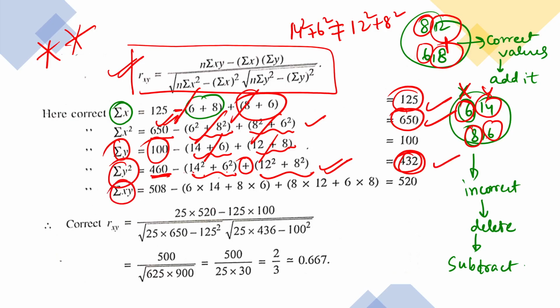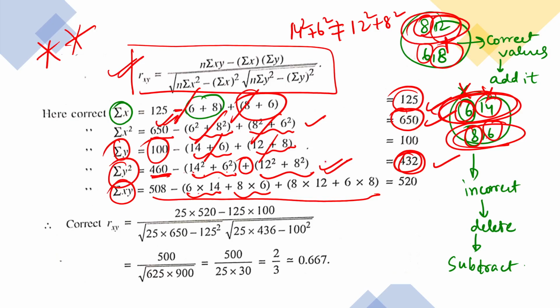Okay. Similarly, summation xy, I am not repeating, the same step you have to do, but here one thing I have to repeat, that is 6 into 14. Because see here, it is what? XY. So for 6, 14 this is the XY, and 8, 6 this is the XY. Now it will be changed as 8 into 12 and 6 into 8. Okay. So like this you have to calculate summation XY.